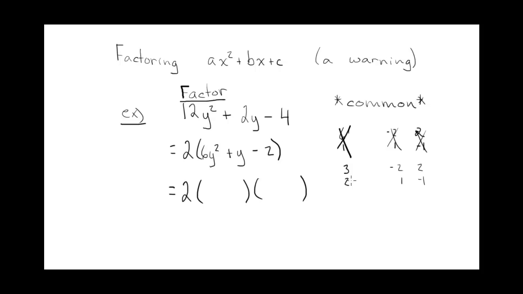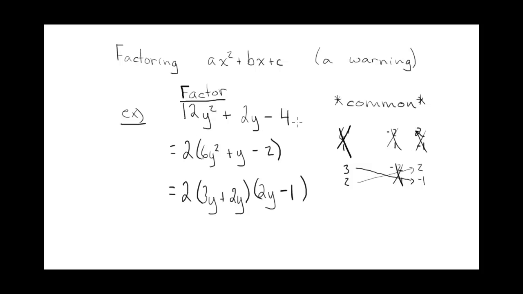3 times 1 is 3. 2 times negative 2 is negative 4. That's not it. So this one doesn't work. And then this one should work. 3 times negative 1 is negative 3. 2 times 2 is 4. If I add those together, I get 1. So that's it. 3y, 2y, and then 3 I want to multiply by negative 1. So I put it in the opposite bracket, and the y would go there. So that's how you'd factor that.